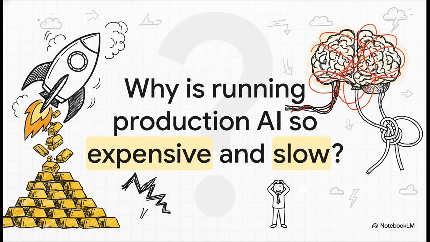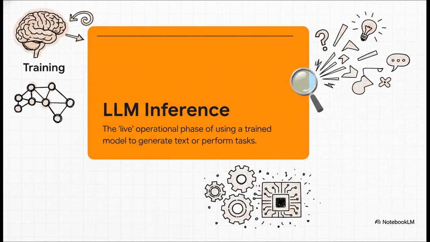You've built this amazing AI, but actually deploying it for real users feels like trying to fuel a rocket ship with solid gold. The costs just spiral. The user experience lags. Why is it so hard? Well, the heart of the problem is a process called inference.